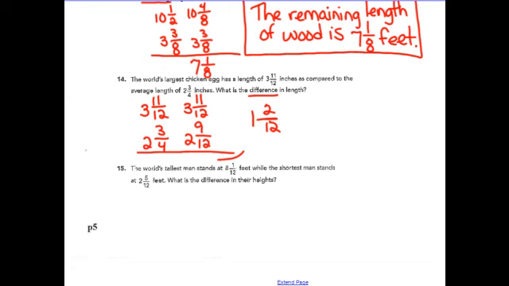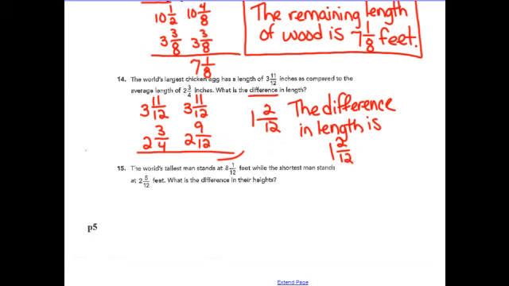What is the difference in length? So my answer on the chicken eggs, the difference in length is 1 2/12. Oh, can I leave it 2/12? No, I can't leave it 2/12. We have to factor that. 2 and 12 both have a 2 in common, so that's 1 1/6. 1 1/6 inches.